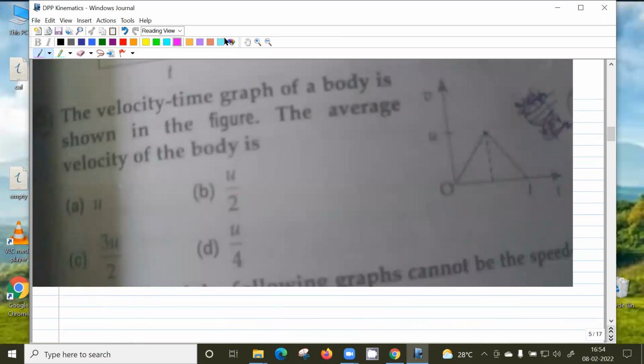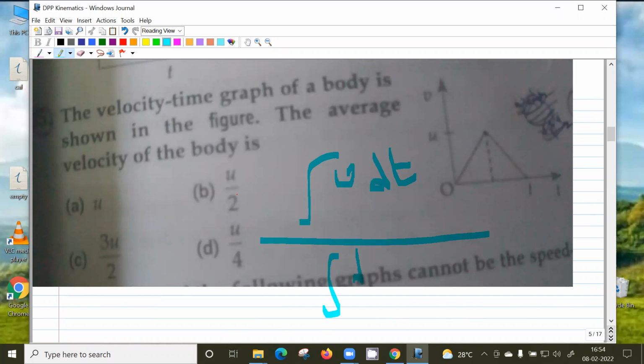Okay, this one is simple. Velocity time graph. So that's the basic formula, right? Average is integral of V dt divided by what? Is this clear? Yes, sir. Okay, and integral of V dt is the area under the curve.